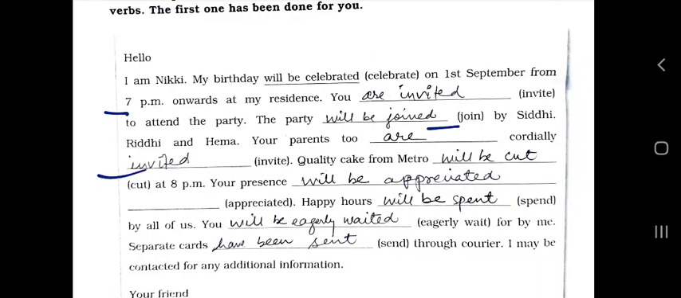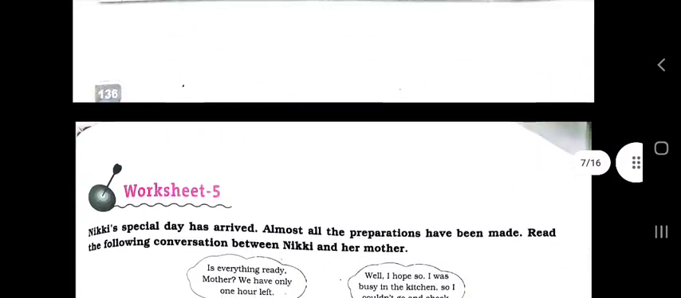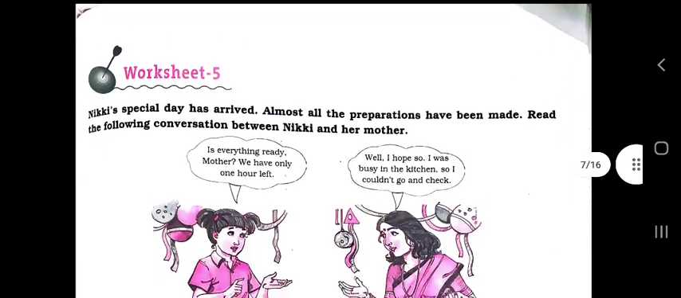Happy hours will be spent by all of us. You will be eagerly waited for by me. Separate cards have been sent through courier. I may be contacted for any additional information. Your friend Nikki.